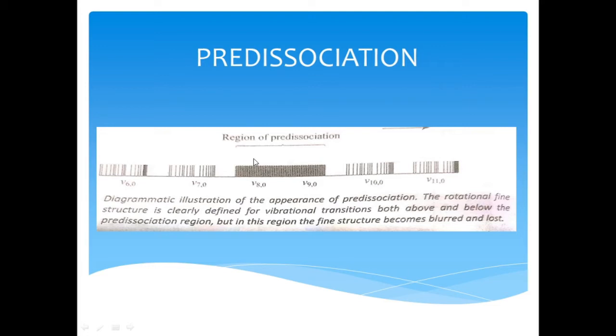The rotational fine structure becomes blurred and lost in this region, or otherwise a continuum appears in this region instead of a discrete energy level. A continuum appears in this region. This region is known as predissociation.